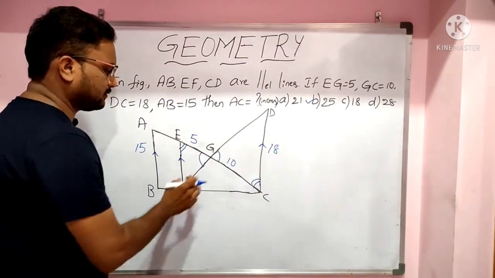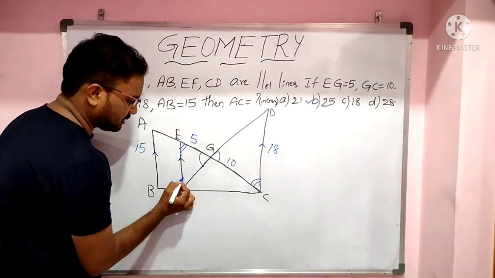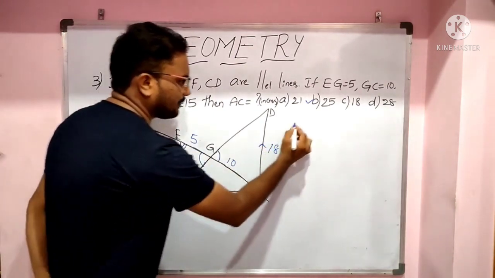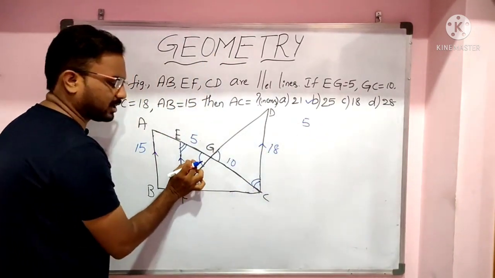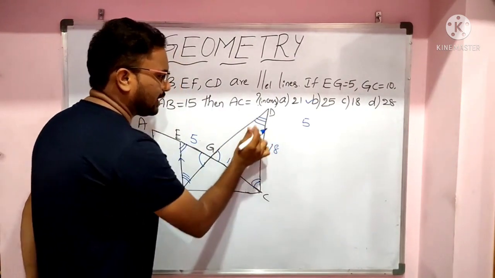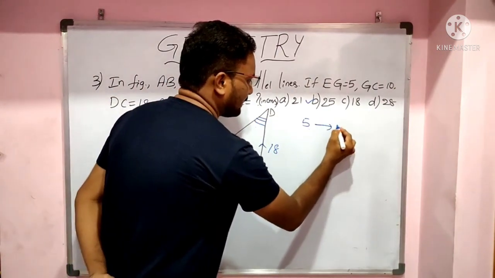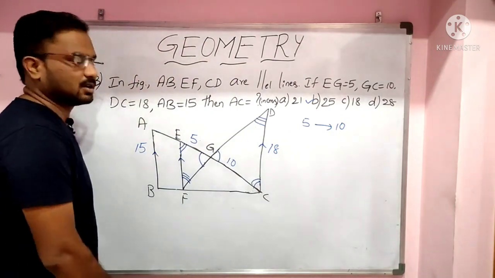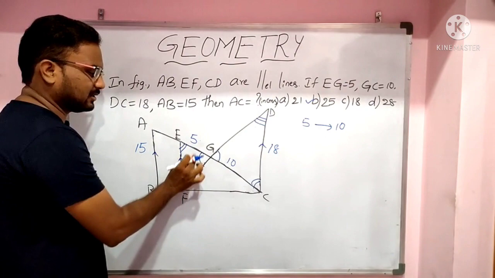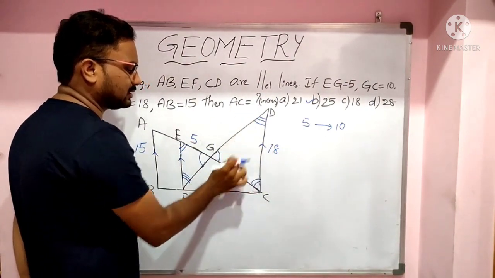So here from these two triangles, we have this side, the side corresponding to this angle, which is 5 in this small triangle. In this bigger triangle, the side corresponding to this angle is 10. So 5 becomes 10. In the small triangle the side corresponding to this angle is 5, and in the bigger triangle the side corresponding to this angle is 10.